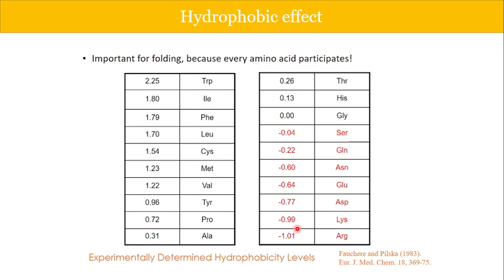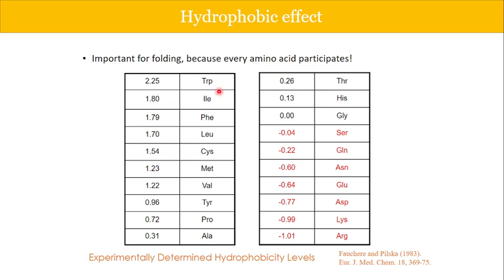So these are experimentally determined hydrophobicity levels. If we see which of these are more hydrophobic or less hydrophobic, the higher the number in the positive direction, the higher is your hydrophobicity. So we see that tryptophan, then isoleucine, phenylalanine are highly hydrophobic. So these would be important in forming the core of the protein.